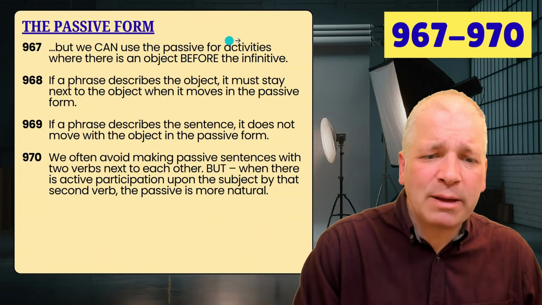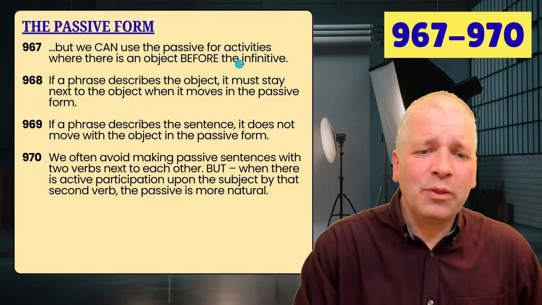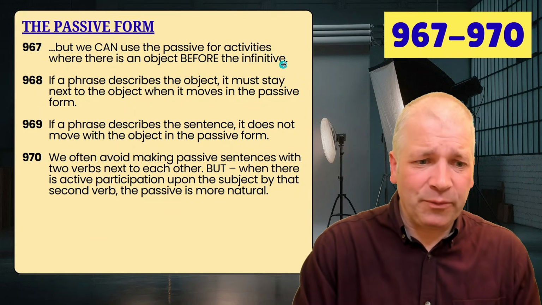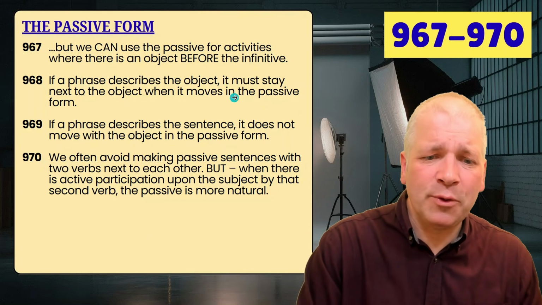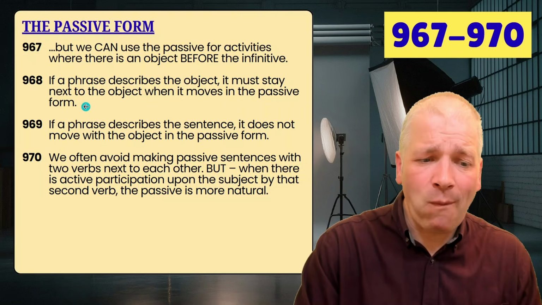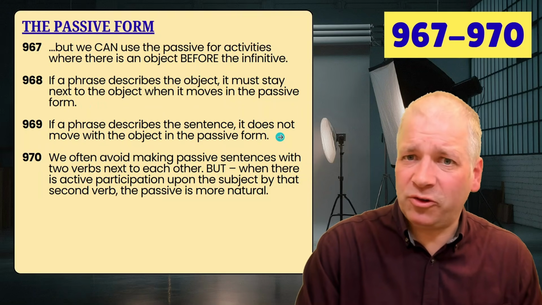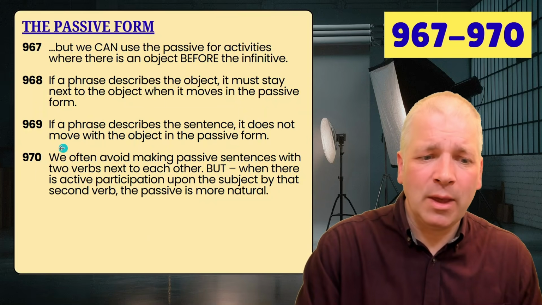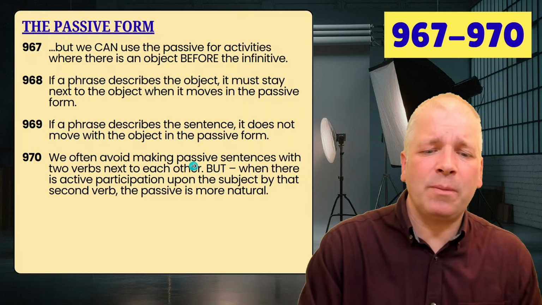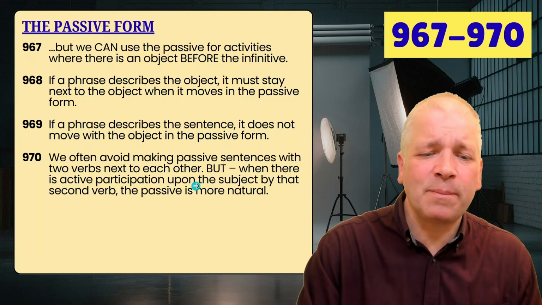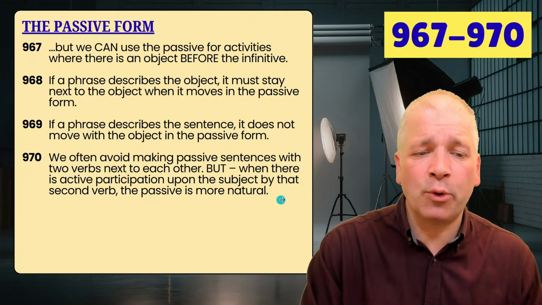We can use the passive for activities where there is an object before the infinitive. If a phrase describes the object, it must stay next to the object when it moves in the passive form. If a phrase describes a subject, it does not move with the object in the passive form. And we often avoid making passive sentences with two verbs next to each other. But when there is active participation upon the subject, by that second verb, the passive is more natural.